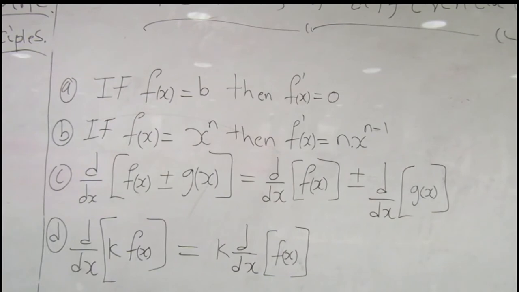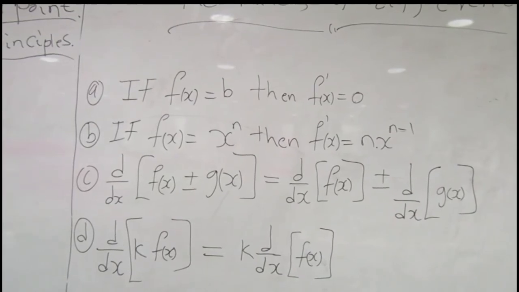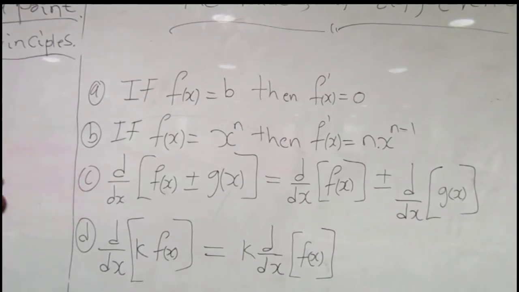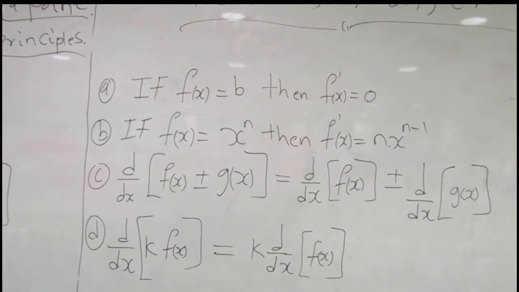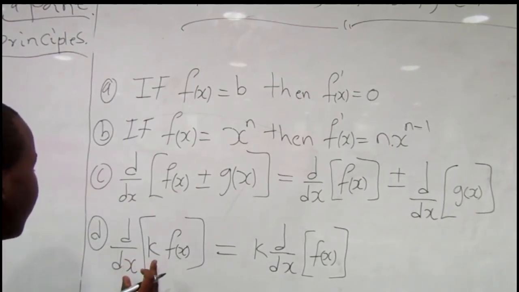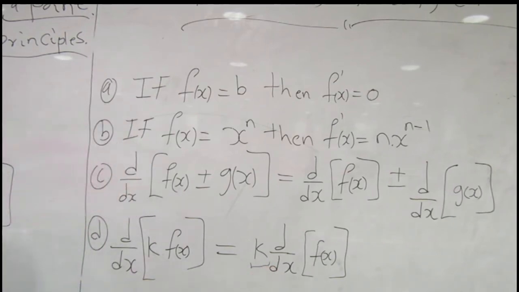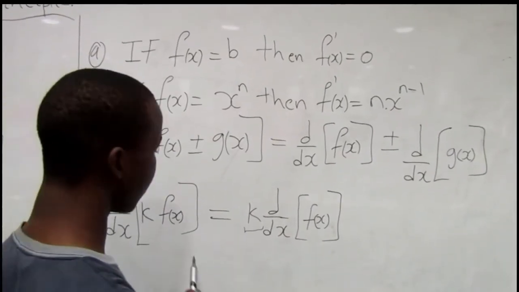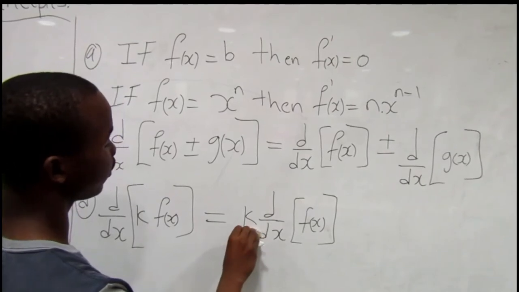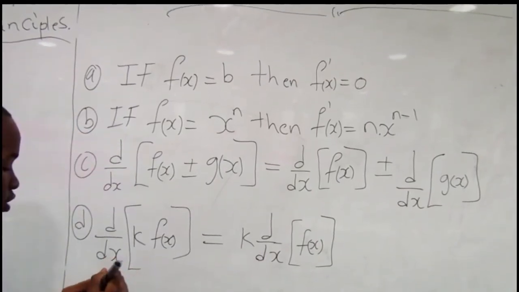Then the fourth one says, given d over dx into k f of x, where k is a constant. It can be 5, it can be 1, it can be 8, it can be 9. The only thing that we need to do is to take k out. How do we take k out? You just write it like this. Then you are left with f of x. Then you multiply d over dx with f of x. Then we're gonna get this. Now I'm gonna do examples using these given rules here on the board. Do not go anywhere.